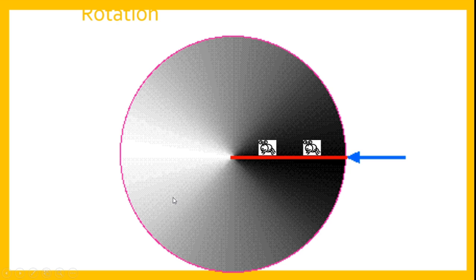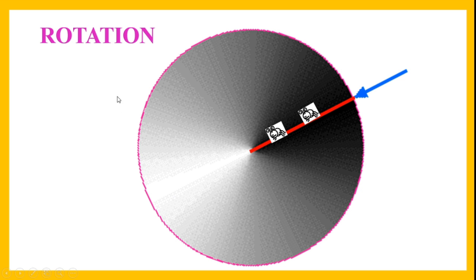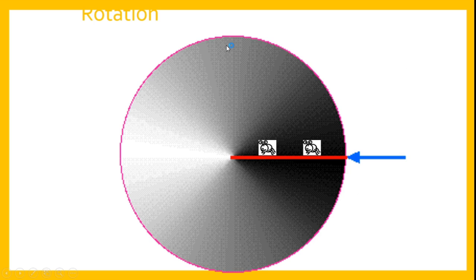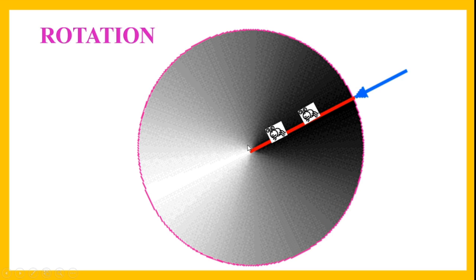Now we will see the rotation in this direction. Earlier it was horizontal to the x-axis, let us say. Now it has moved a little, and when we moved the disk in the anticlockwise direction, they have moved a little up.